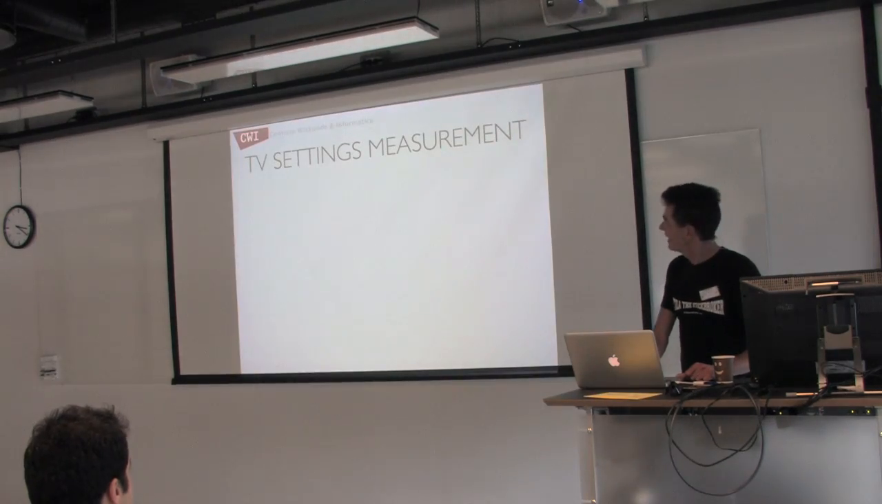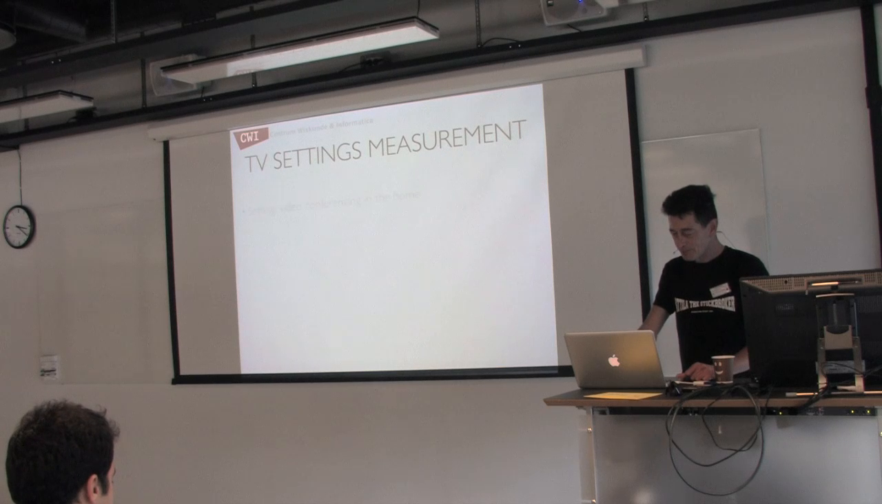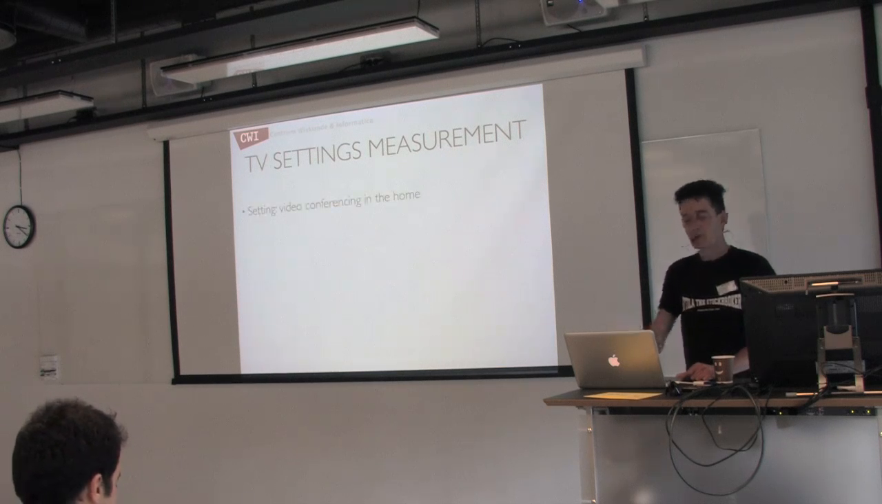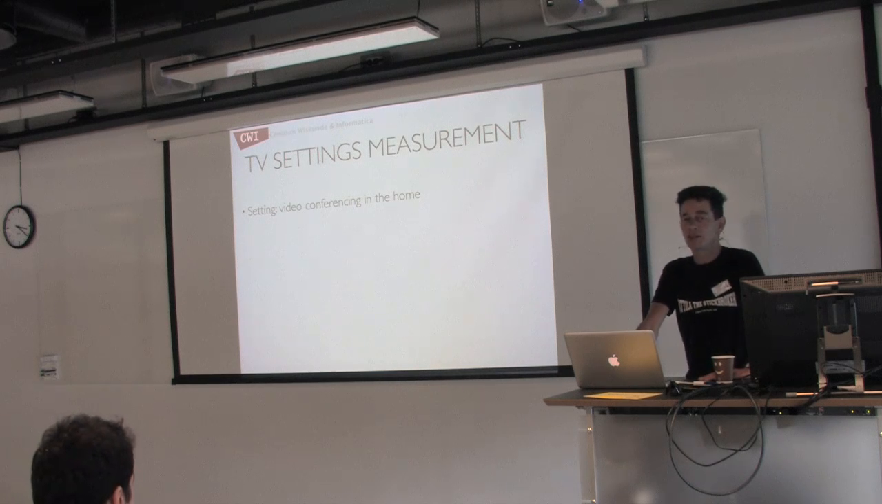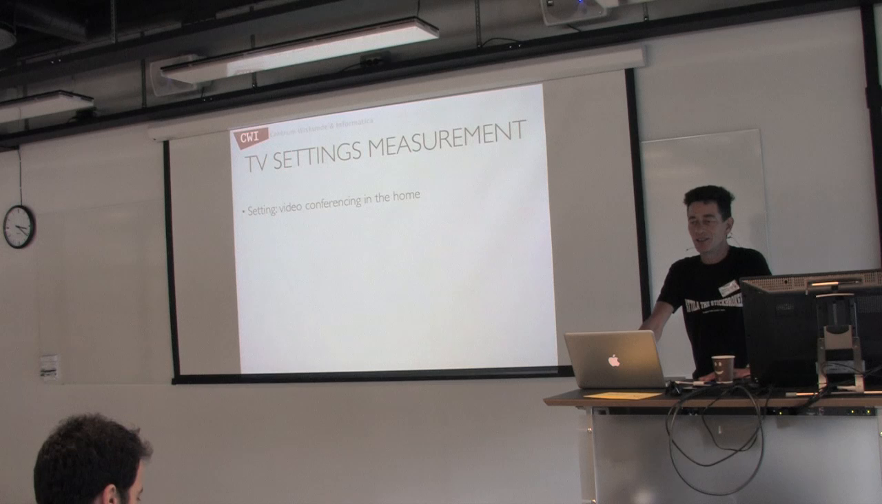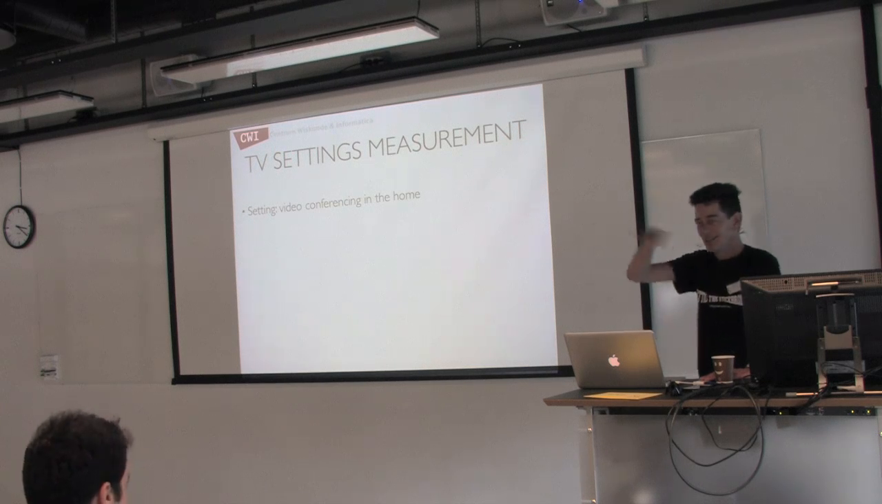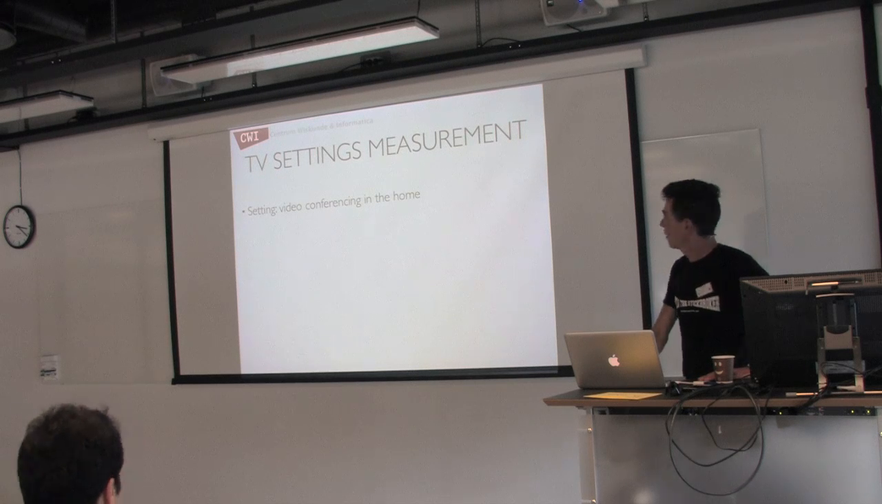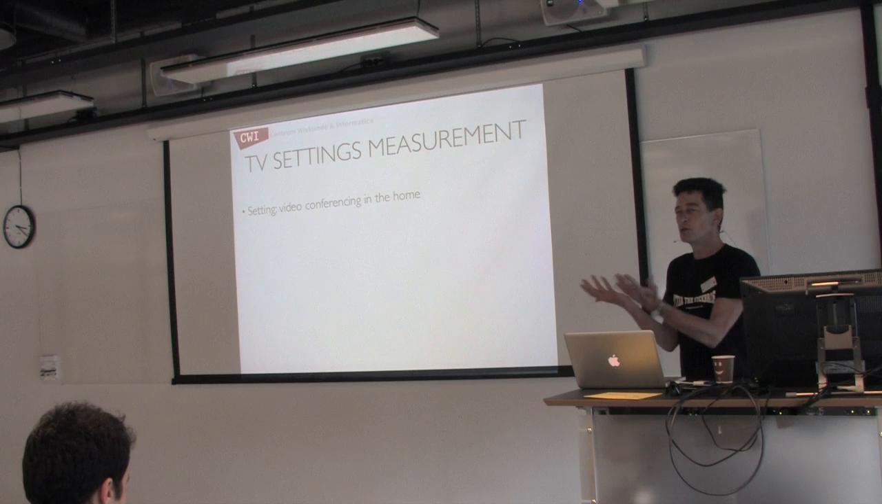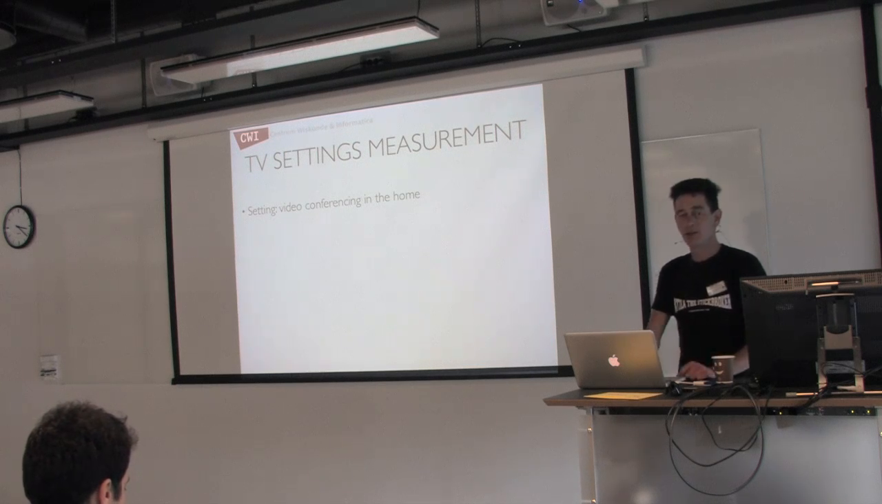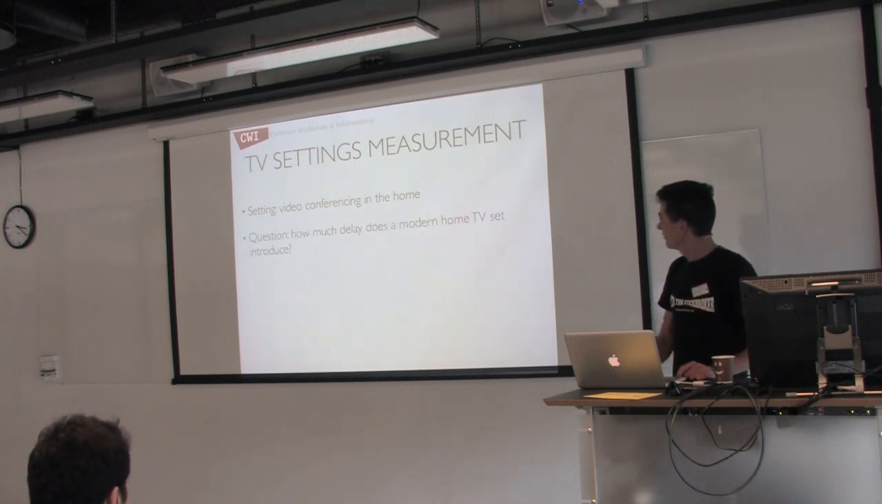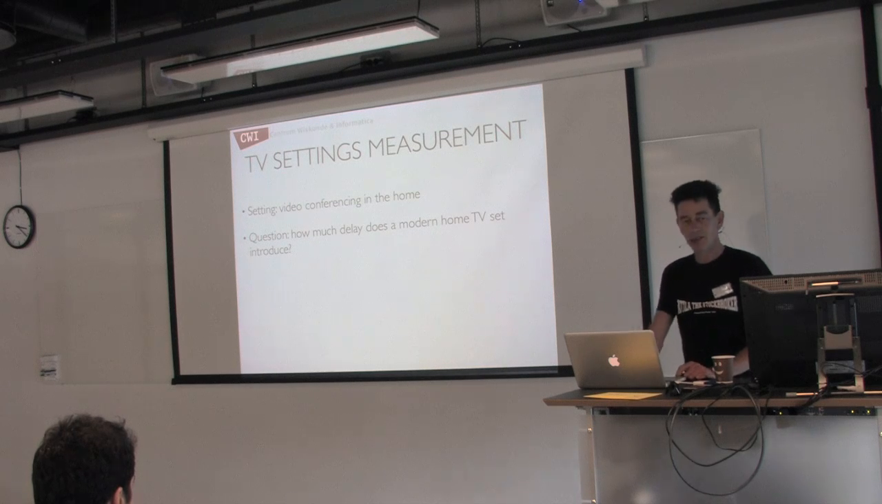And I really like this measurement, because we're talking about video conferencing in the home, and these home television sets, they are all smart. The days of glass tubes with a scanning electron ray are long past us, and they do things. And the question is, what do they do? Nobody will tell you, and it's definitely not in the manual, because it's just going to talk about rich colors and stuff. So how much delay does such a television introduce?